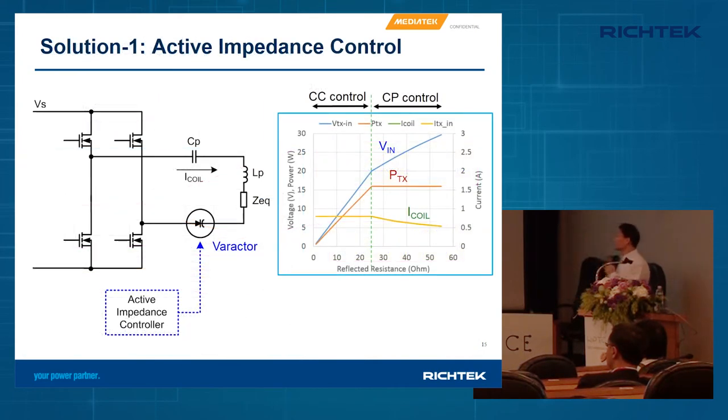Here, we propose two solutions. The first one is active impedance control. We can add a varactor here with active control, so this varactor can compensate the reflective impedance. So the input voltage is easy to use and control the output power for constant current operation mode and constant power operation mode.